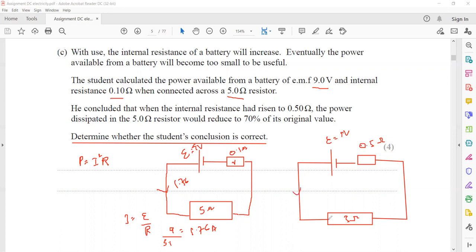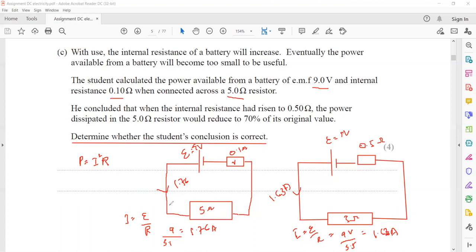And when we find the current in the second circuit, again that will be EMF divided by combined resistance. The total voltage is 9 and the total resistance is 5.5. So 9 divided by 5.5 will give us 1.63. So this has 1.63 amperes.